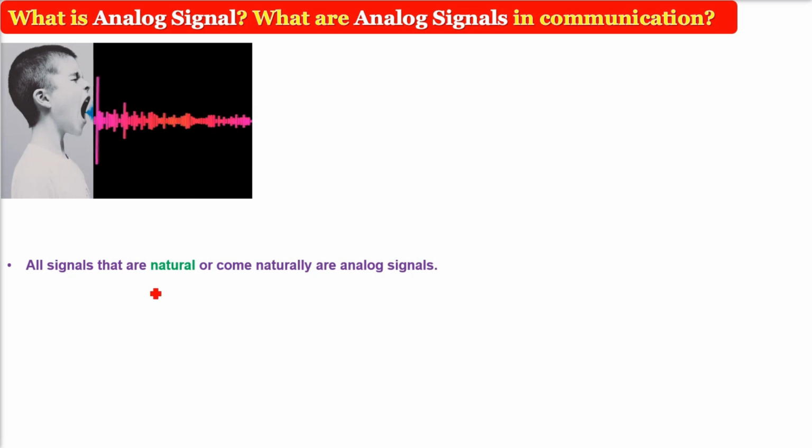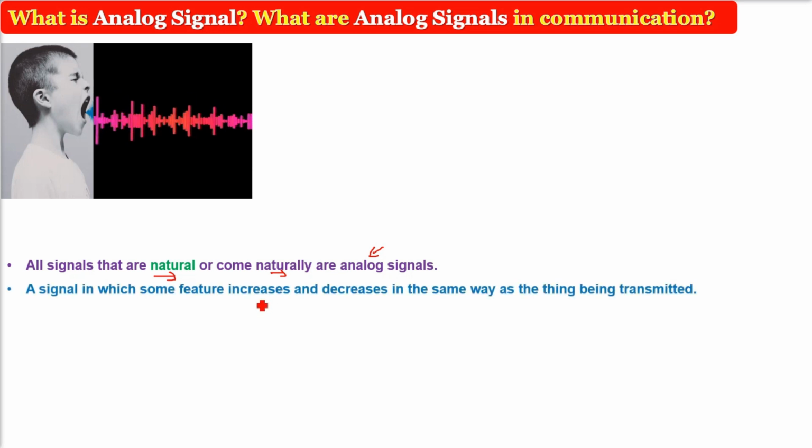You will actually know analog signals, but the first thing is, all signals that are natural or come naturally are analog signals. Even lightning is a signal. Okay, that is naturally occurring. You're speaking, you're shouting, you're dancing, you're communicating. All these are naturally occurring signals, and they all are analog signals. So anything which occurs naturally is an analog signal.